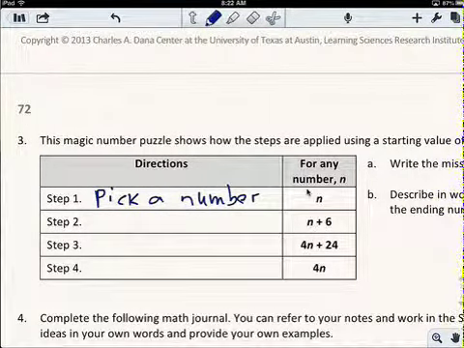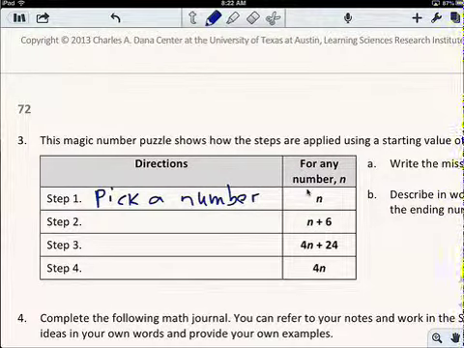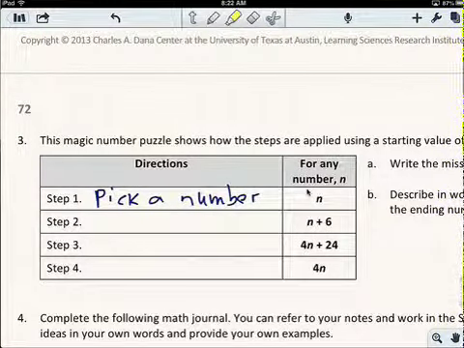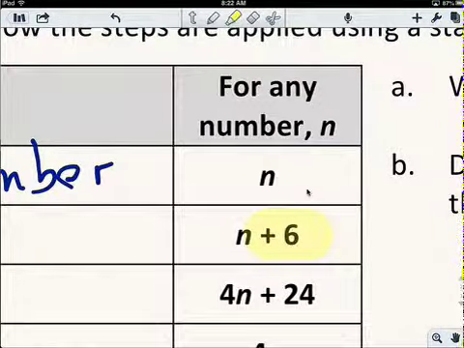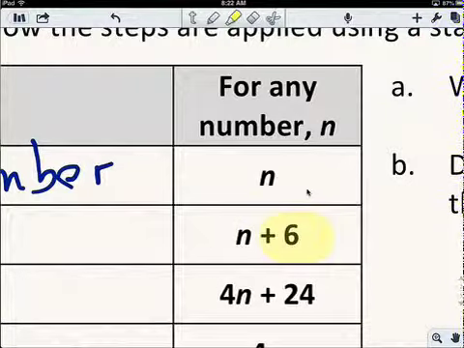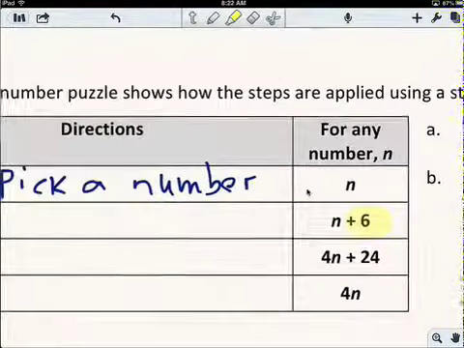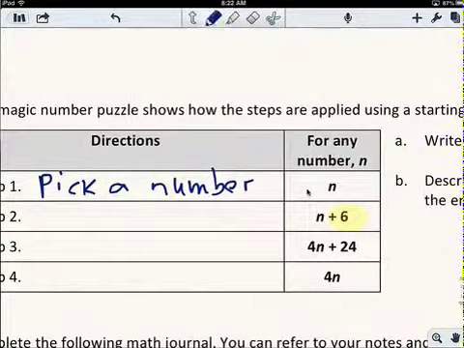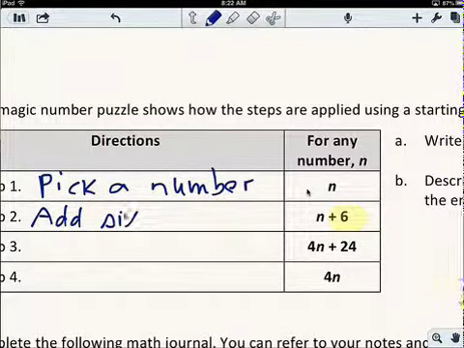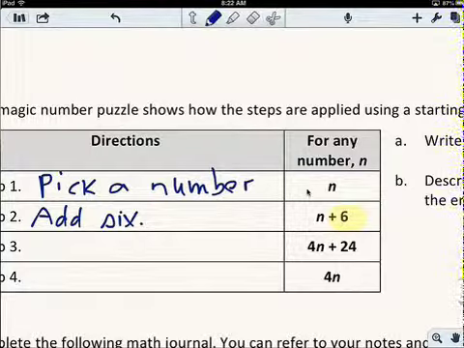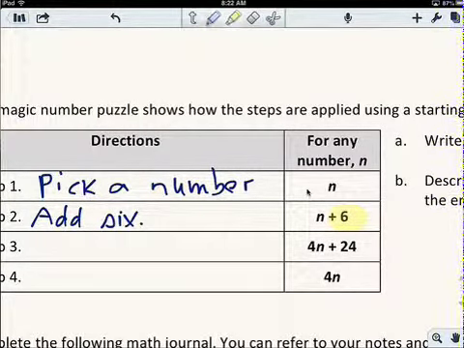All right, and then I see that it says n plus 6, and so the thing that has changed, I'm going to highlight here, is the plus 6. We've added 6, so I'm going to say add 6. All right, and then it does something weird. It says 4n plus 24, and so I'm just identifying the changes here.